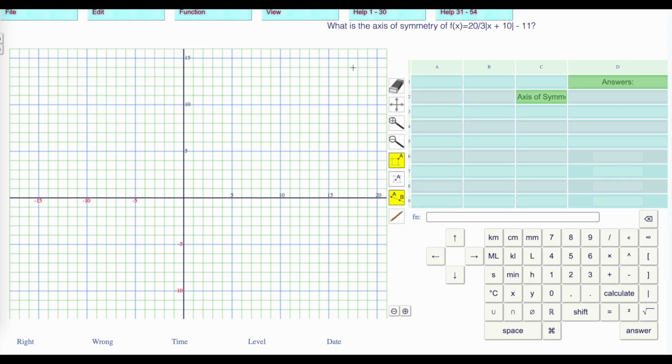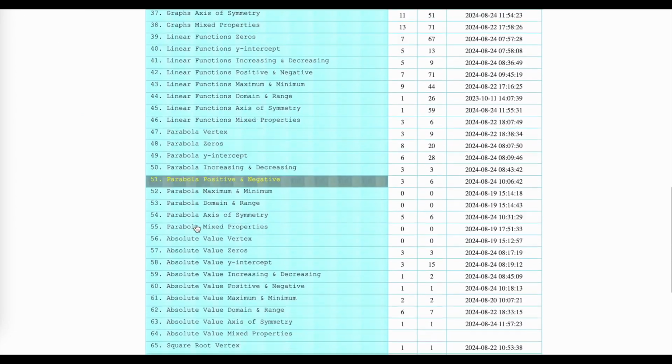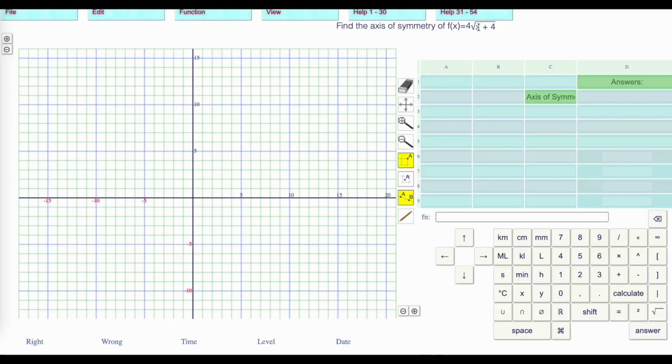Let's go and look at axis of symmetry for the square root function. This has a vertex at negative 4, 0. It has a positive a and the b is positive, so it's going to do something like this. If I graph some points, it will look something like this. To get it exact, let's plot that.